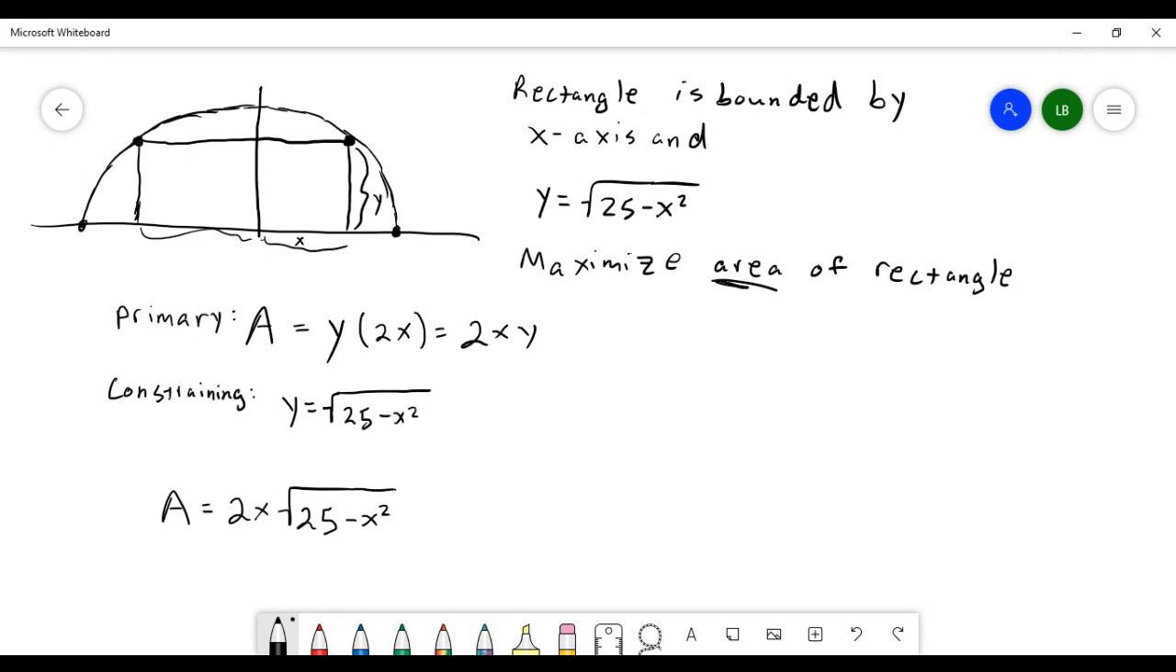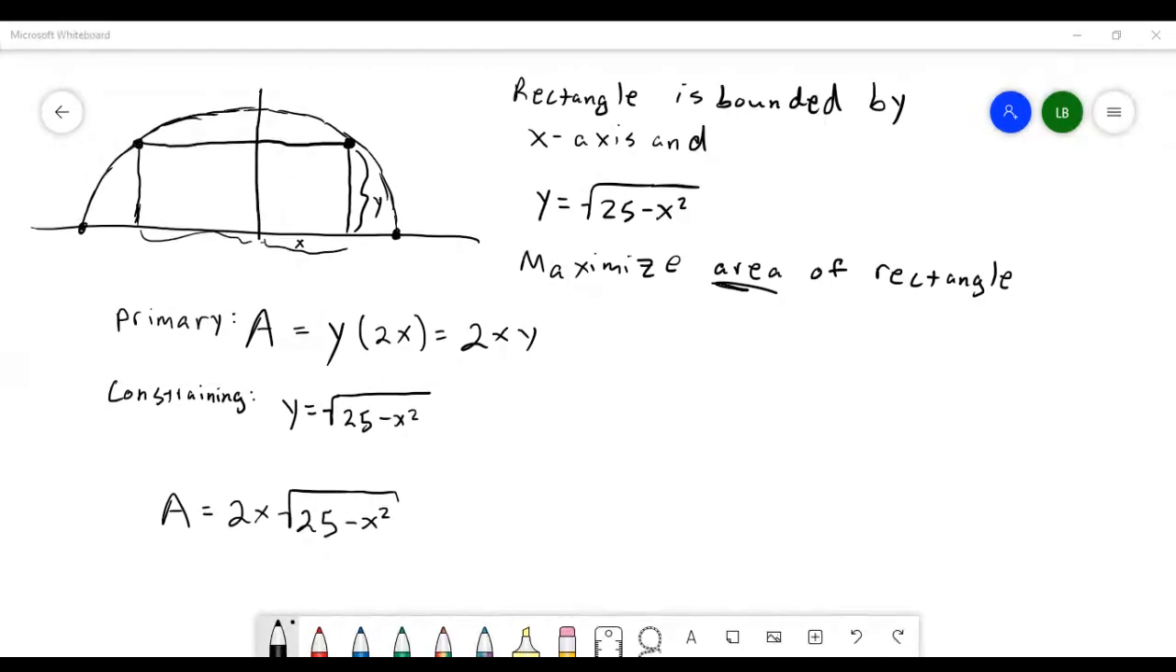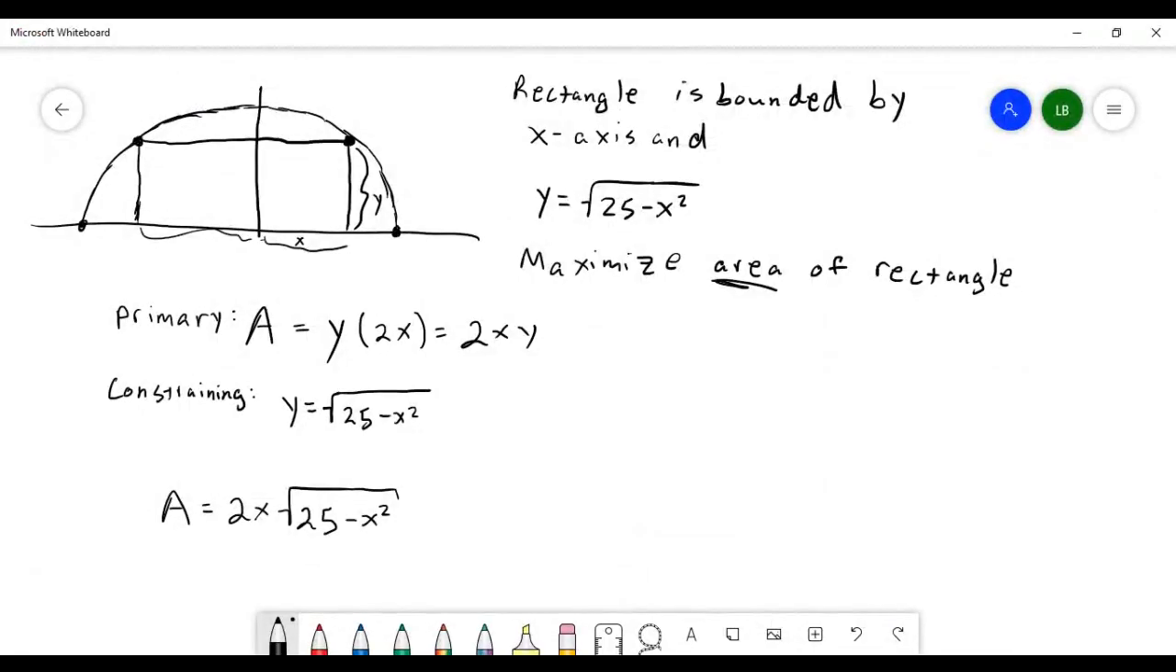Did you get up to here okay? Yeah. If you use just xy for area instead of 2xy, the numbers don't come out quite so nice.